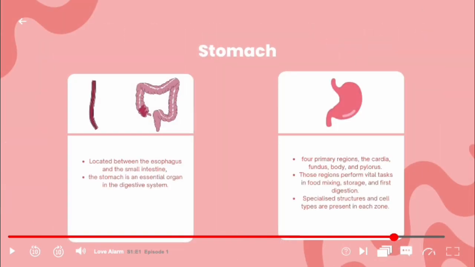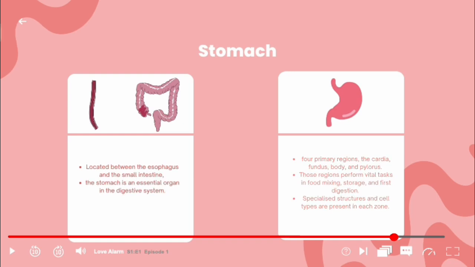So, the stomach is located between the esophagus and the small intestine, and it is an essential organ in the digestive system. It has four primary regions: the cardia, the fundus, the body, and the pylorus. These regions perform vital tasks in food mixing, storage, and first digestion. It has specialized structures and cell types present in each zone.